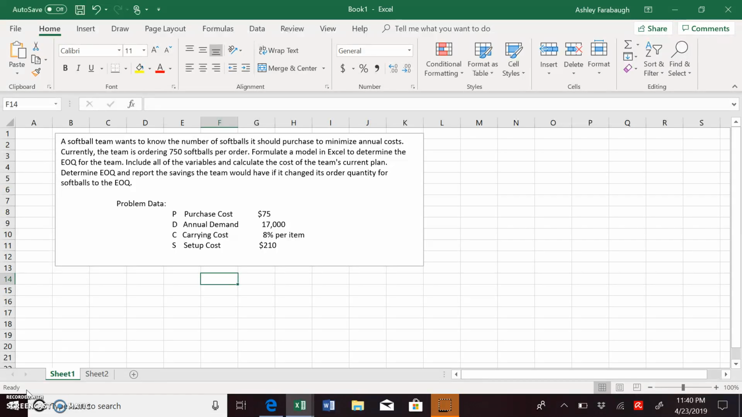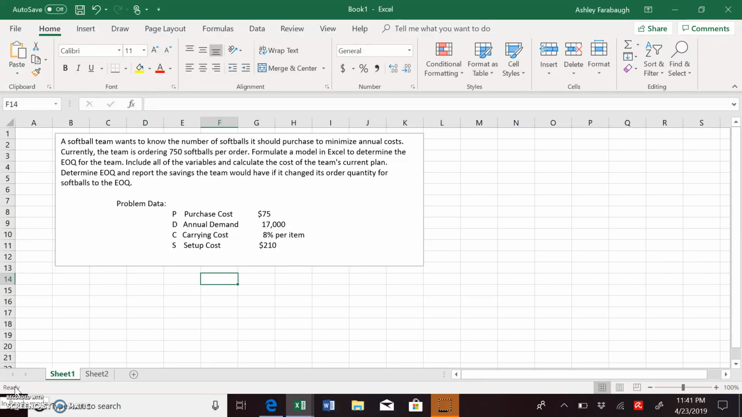So let's get started. The problem that I chose for us today was that a softball team wants to know the number of softballs it should purchase to minimize annual costs. Currently, the team is ordering 750 softballs per order. We need to formulate a model in Excel to determine the EOQ for the team. And again, an EOQ is an economic order quantity model. We need to include all the variables, calculate the cost of the team's current plan, determine an EOQ plan, and report the savings the team would have if it changed its order quantity for softballs to the EOQ plan.